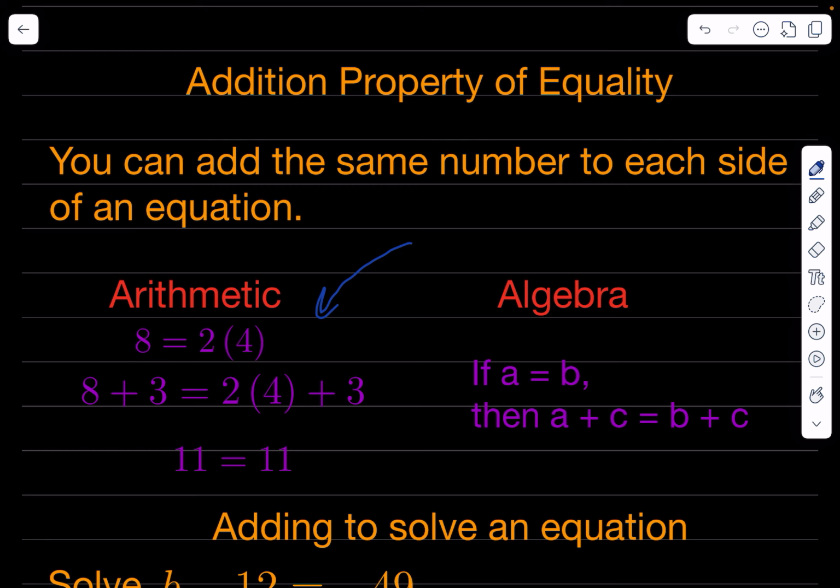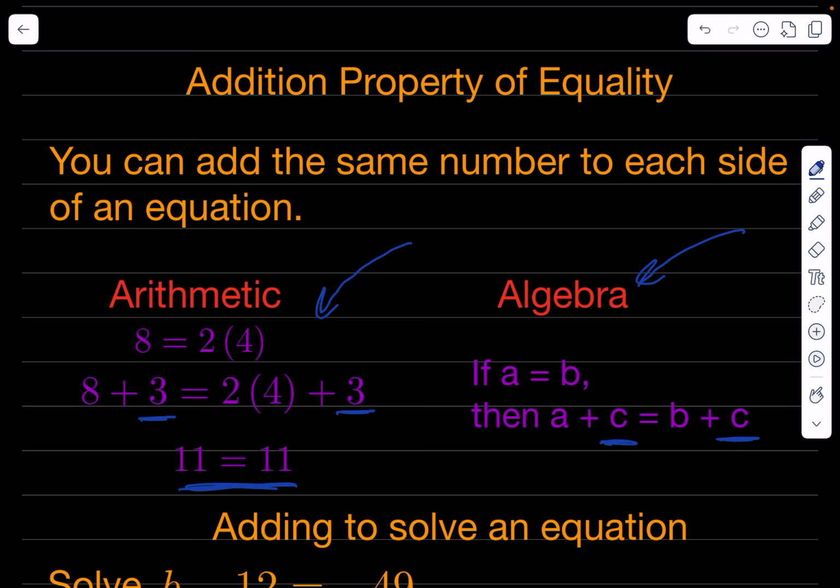8 is equal to 2 times 4, because 2 times 4 is equal to 8. If we add 3 to both sides, 8 plus 3 is 11, and 2 times 4 is 8, 8 plus 3 is 11. Our equation is still equal. We've changed the way it looks, but we haven't changed the fact that it's equal. Then we look at it in algebra terms, meaning we look at it as variables. If A is equal to B, then A plus C is equal to B plus C, because we've added the same value to both sides of the equation.